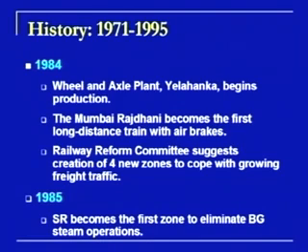The wheel and axle plant at Delhi Hanka started its production in 1984. The Railway Reforms Committee suggested that we should go for more creation of zones so as to handle the operation of the freight traffic more efficiently. That was again in 1984. Southern Railway became the first zone to eliminate the broad gauge steam operations, that was in 1985.